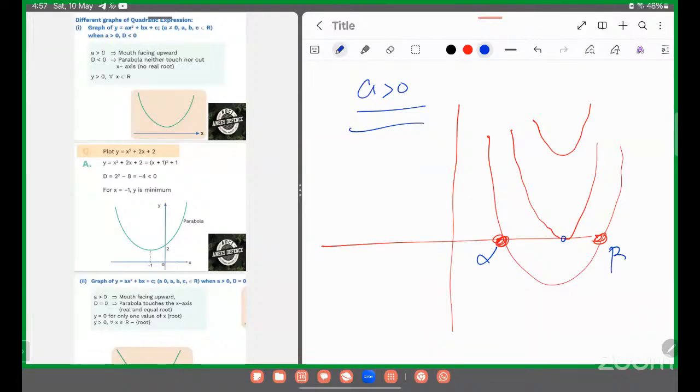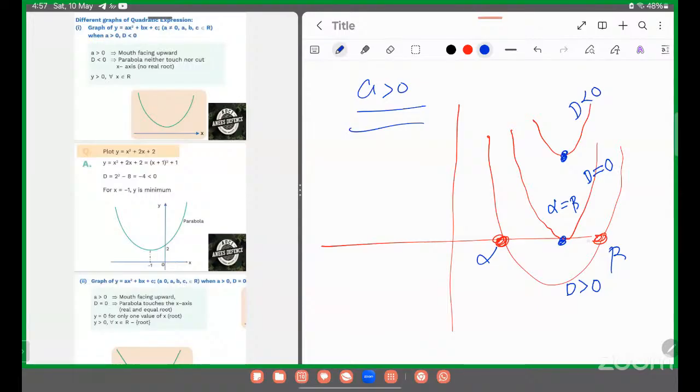So if you consider this point here, alpha will be equal to beta. When you consider this point, you will not be able to get any real roots. So for this particular graph, the value of the discriminant will always be greater than 0. For this particular graph, the value of the discriminant will always be equal to 0. For this particular graph, D will always be less than 0.